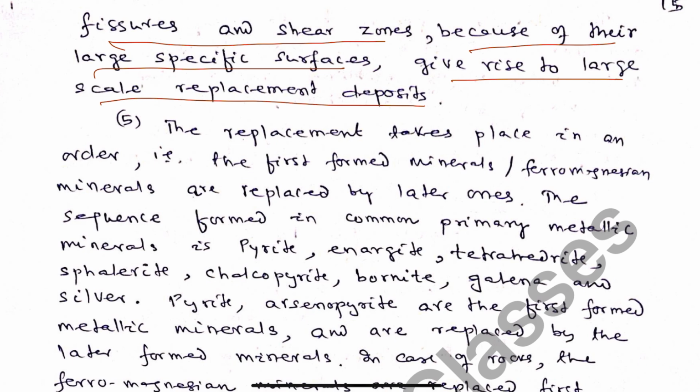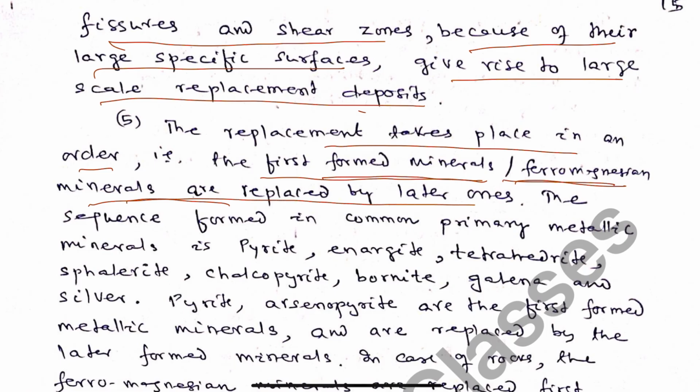If these fissures are present in limestone countries, that gives rise to a good amount of replacement deposits. The replacement takes place in an order. That is, the first formed minerals, or ferromagnesian minerals, are replaced by later ones first.